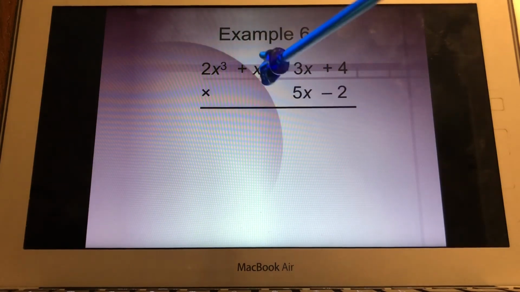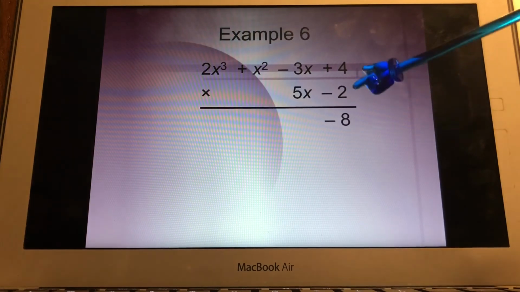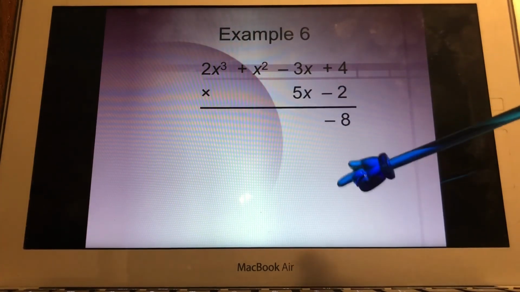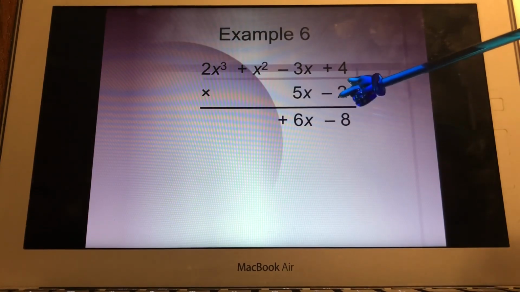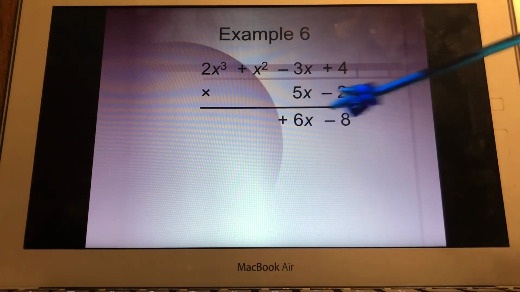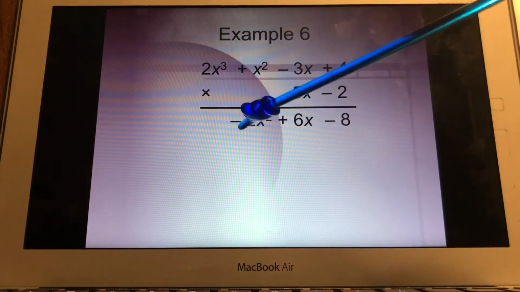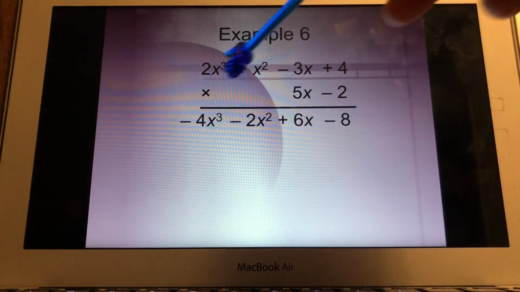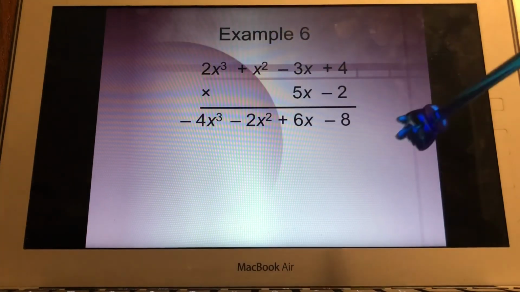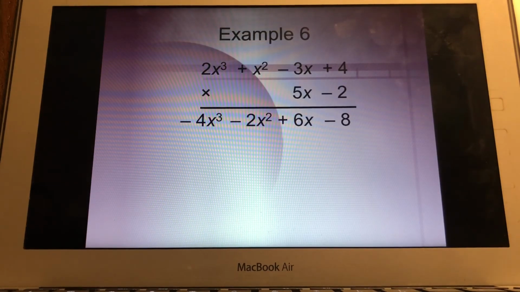Now, I've got a polynomial and a binomial here. So I'm going to take -2 and multiply it by each term. I get -8 here. -2 times -3x is going to be plus 6x. And then minus 2x squared. And then -2 times 2x cubed is going to give me -4x cubed.